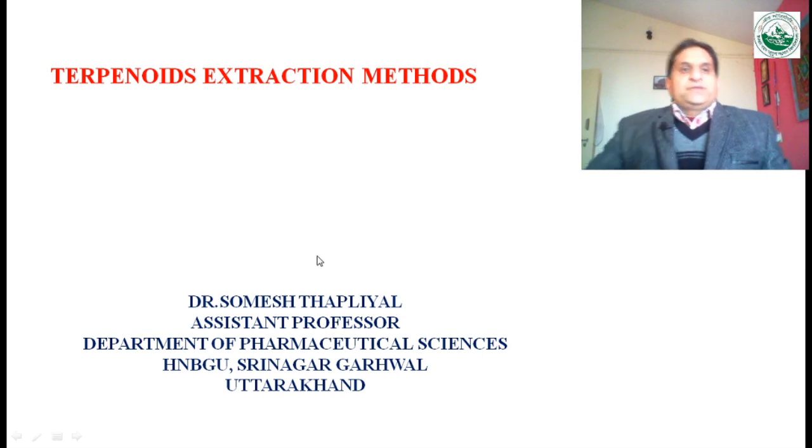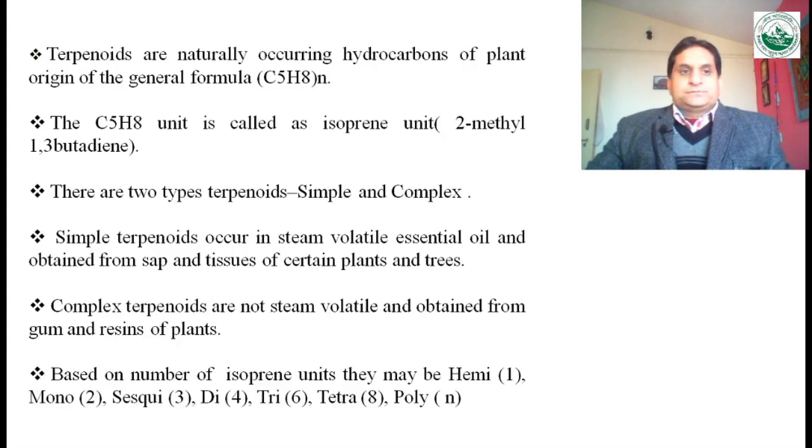Hello students, today we will discuss the terpenoids extraction methods. So, the introduction: terpenoids are naturally occurring hydrocarbons having the isoprene unit. The formula of the isoprene unit is C5H8. Terpenoids are naturally occurring hydrocarbons which contain the general formula (C5H8)n. So we can say that it is the formula for the isoprene unit.